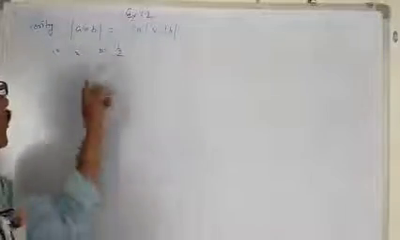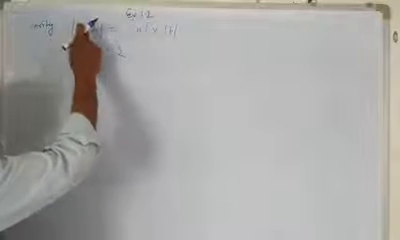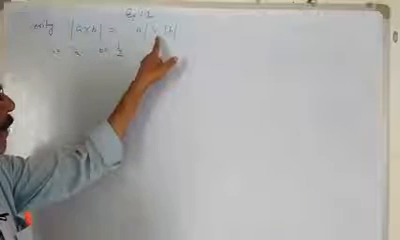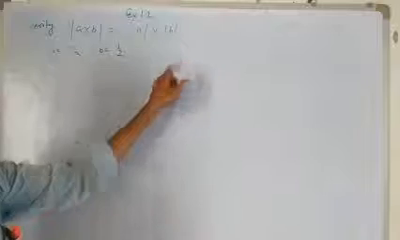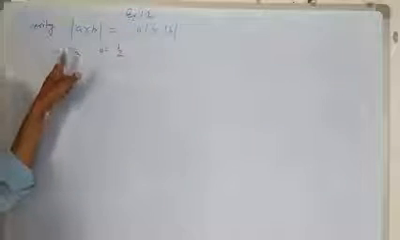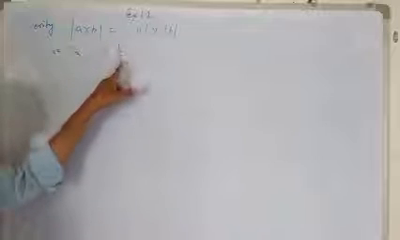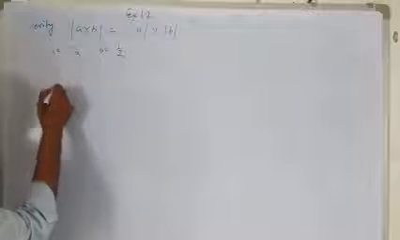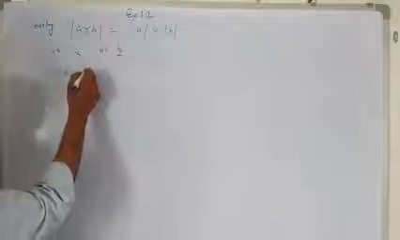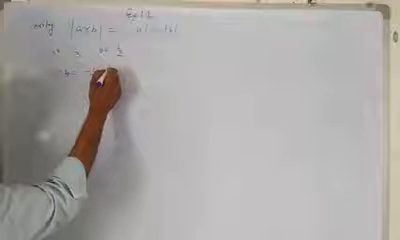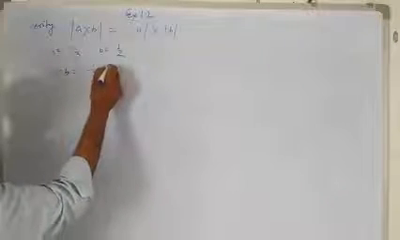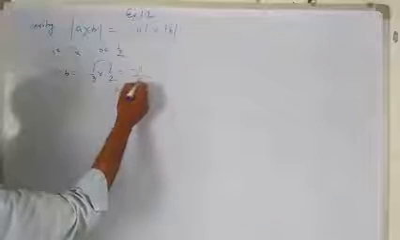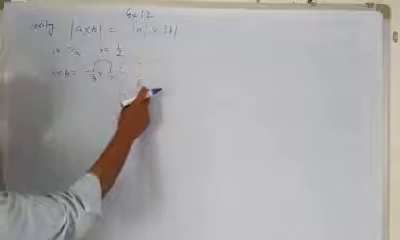Now the next question: to verify that mod of a cross b is equal to mod of a multiplied by mod of b. Here the given question is a is equal to minus 1 by 3 and b is equal to 1 by 2. First we write a cross b, which is minus 1 by 3 into 1 by 2. We get 1 multiplied by 1 is equal to minus 1 upon 3 multiplied by 2 is equal to 6. Here a cross b is equal to minus 1 upon 6.